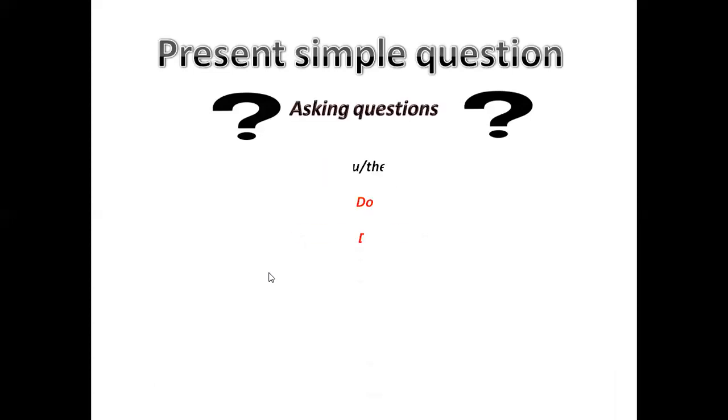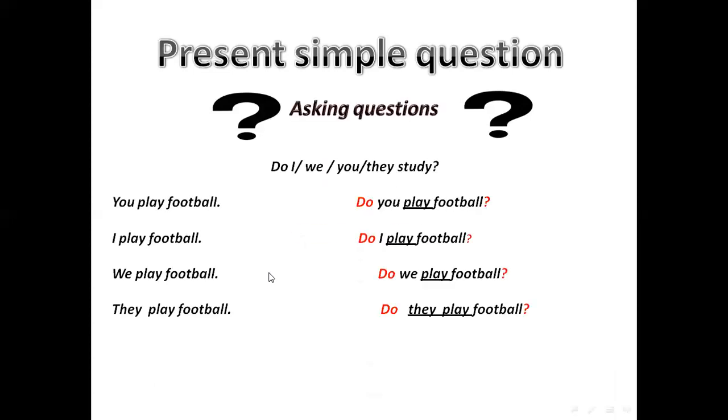How to make a question, a yes/no question? Simply, with I, we, you, they, we use do plus I, we, you, they, and the first verb. You play football. Do you play football? I play. Some people say, are you play football? No, we can't use are because we don't have R in the main sentence, and we can't bring R from outside the sentence.